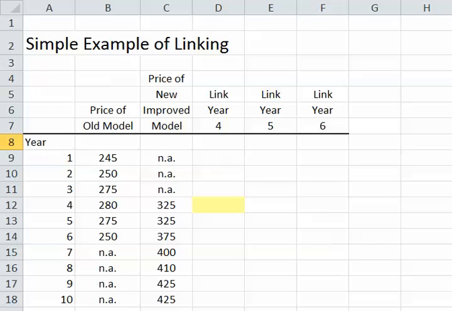What that means is we're going to calculate the inflation rate between year 1 and 2 from the old model, and between year 2 and 3 from the old model, and between years 3 and 4 from the old model. But then once we get down to year 4, we're going to jump over to the new model and calculate the inflation rate between year 4 and 5 with the new model. This is how you would set that up.